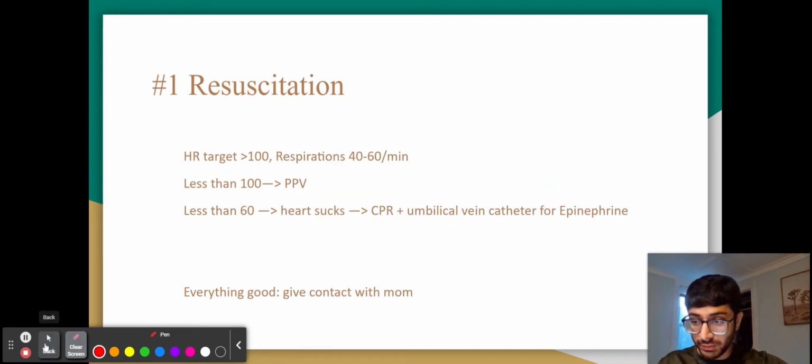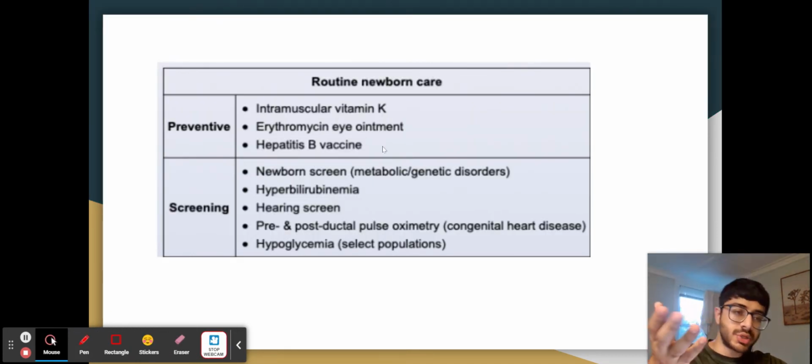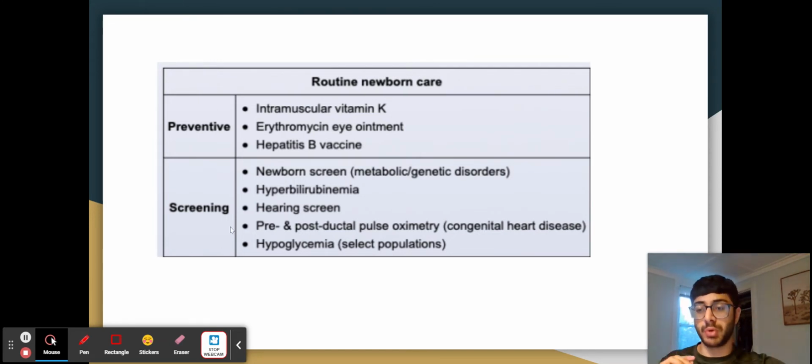Okay, so moving forward. This is again, you can pause the video, take a look at this. This is the routine stuff. Generally, we do this before discharge from the hospital, so we can do it within 48 hours. You don't have to do it immediately as soon as the baby's born.